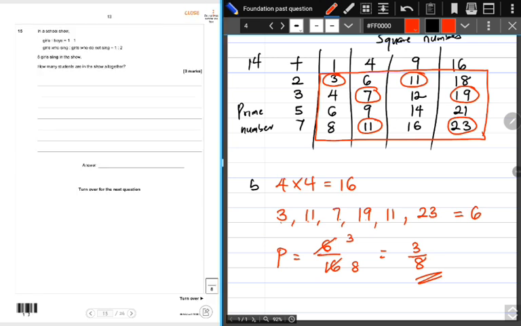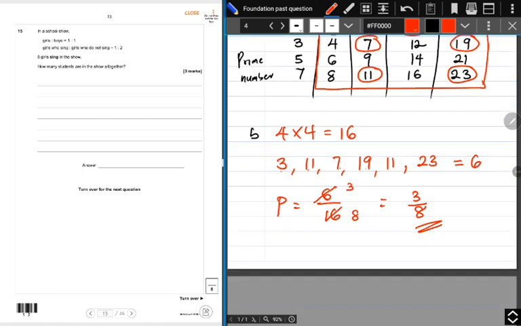Question 15 says, in a school show, the ratio of girls to boys is 1:1. The ratio of girls who sing to girls who do not sing is 1:2. We have 8 girls singing in the show. How many students are in the show altogether? Okay, so we are given the number of girls who sing to be 8, and that is one part of the girls.